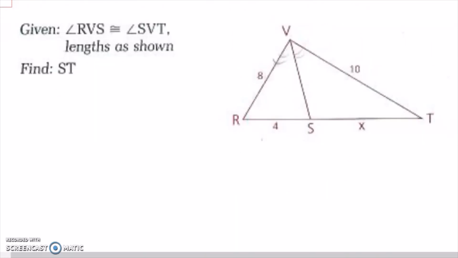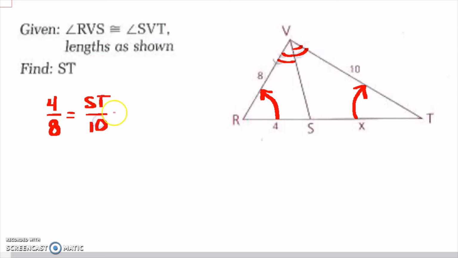In this example, we are told that RVS is congruent to TVS, and the lengths are as shown. I need to find the length of ST. So ST will be to 10 the same way 4 is to 8. And this reduces to 1/2. So ST is 5.